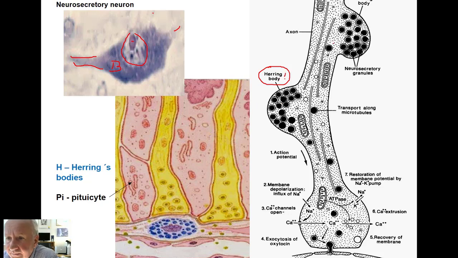We can even see them by special staining in the axons in the neurohypophysis. You see the mitochondria and the microtubules for the transport, very important. And on the ending of this axon the channels are opened, helped by calcium, and the hormones by exocytosis come into the blood, into the fenestrated capillaries.